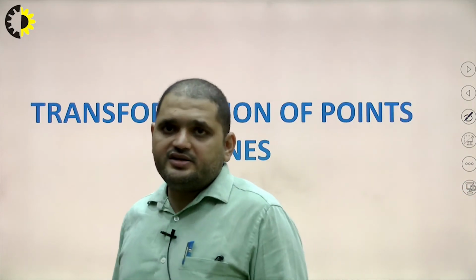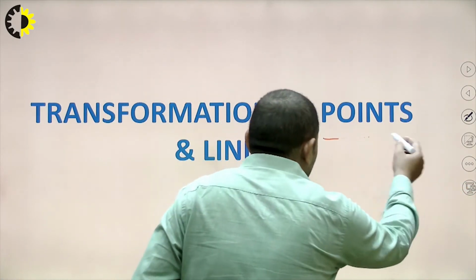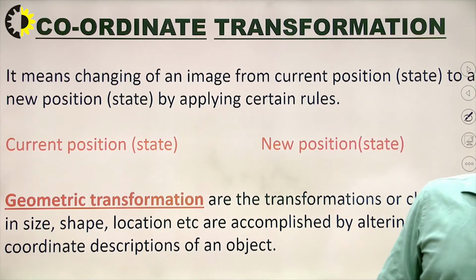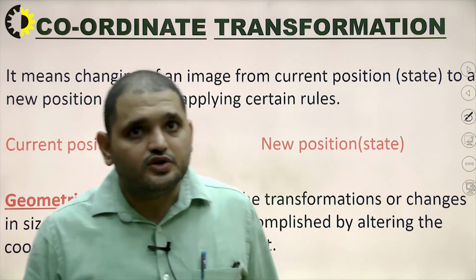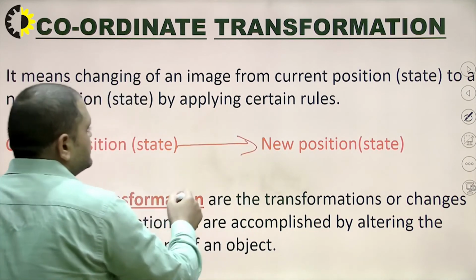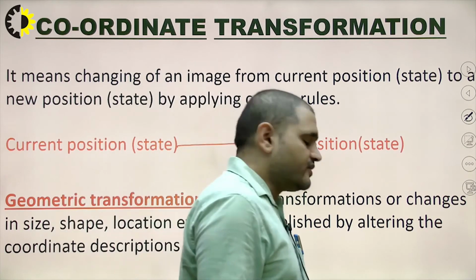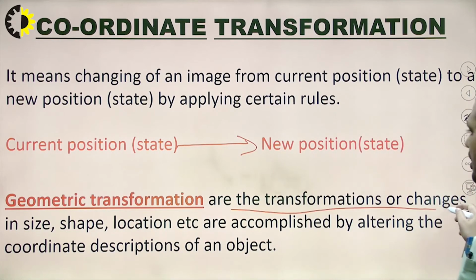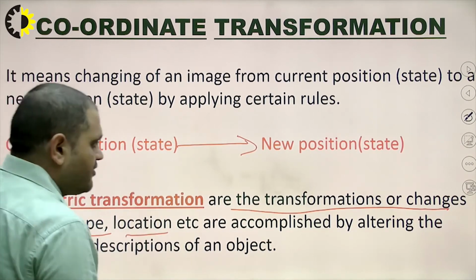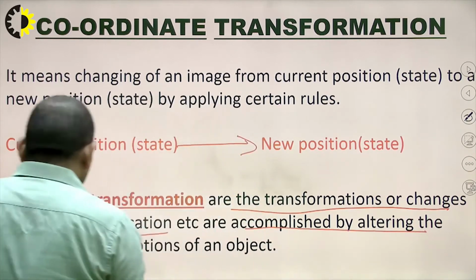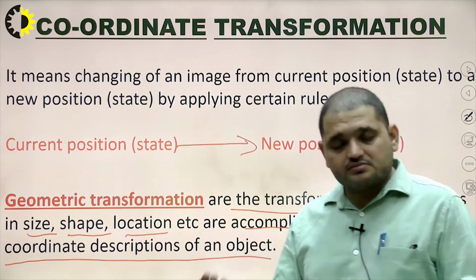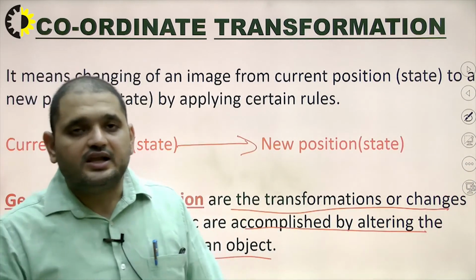So, transformation of points and lines. Transformation of points and lines we will study. Basically it means changing of an image from the current position to a new position by applying certain rules. Geometric transformations are the transformations or changes in size, shape, location, etc., accomplished by altering the coordinate description of an object. That is rotating, shearing, reflecting, scaling.